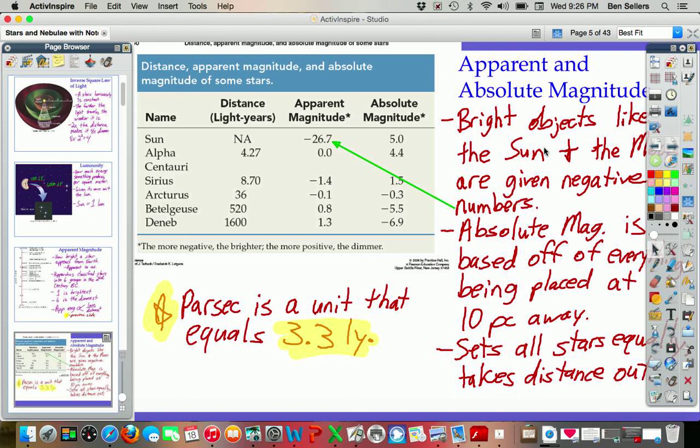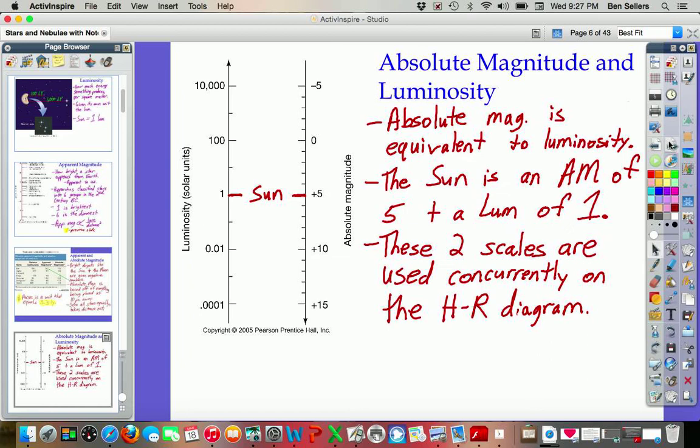Absolute magnitude is the idea that we move every single star to 10 parsecs away to put everything on an even playing field, so that we can actually compare stars side by side, taking distance out of the equation. And a parsec is 3.3 light years. So 10 of those is 33 light years. So if we could fictitiously move them to that distance away and put them next to each other, that's what it would give us.